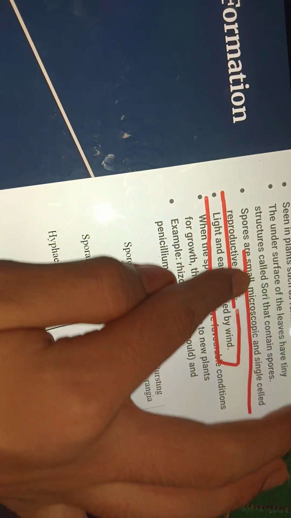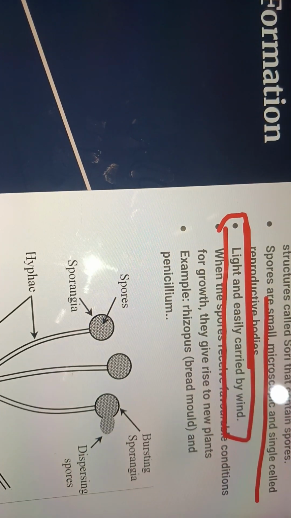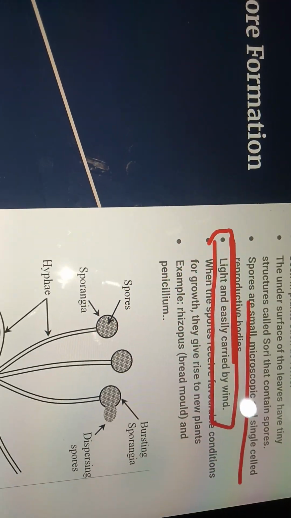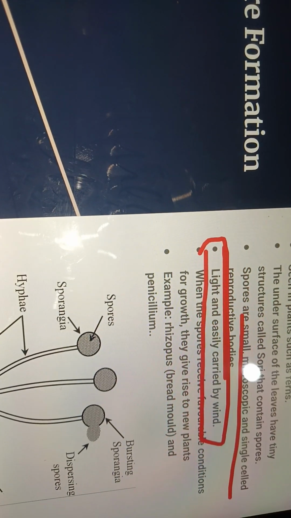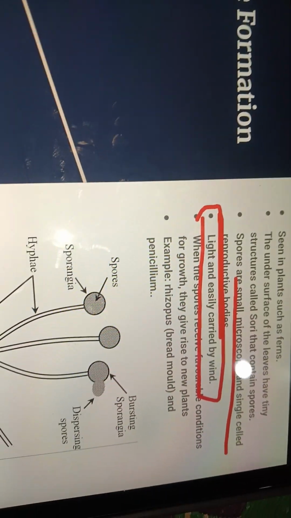Spores are light and easily carried by wind, obviously. In dispersal by wind, the spores are very small and very light, so the wind can easily take them. If the spores were heavy and very big, the wind could not lift them. But since they are light, they are easily carried by wind.